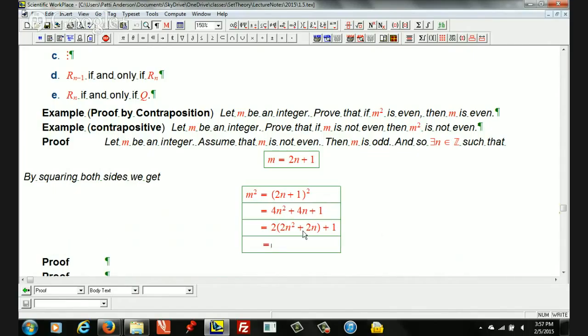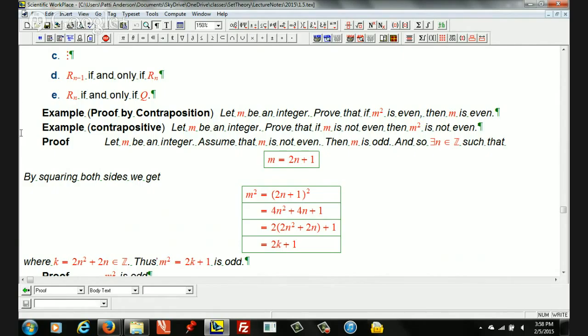And now we're just going to call that 2k plus 1, where k equals 2n squared plus 2n is in the integers. So now I know that m squared equals 2k plus 1 is odd. And what does that tell us then?